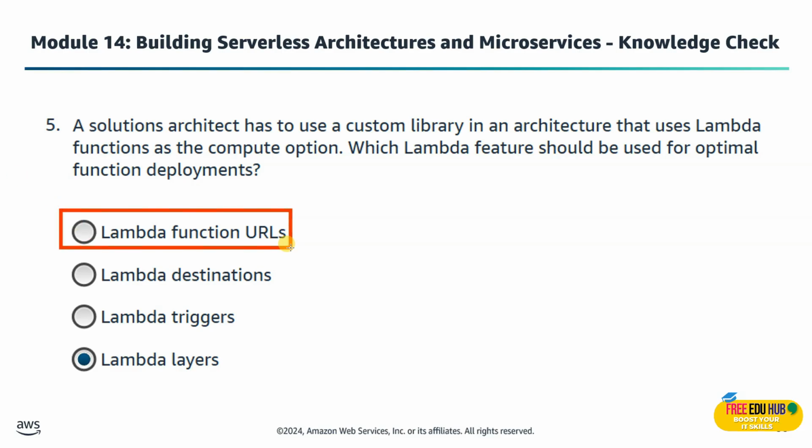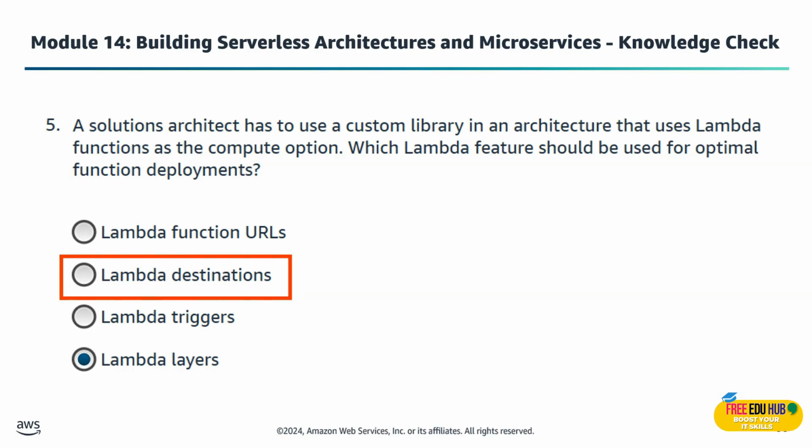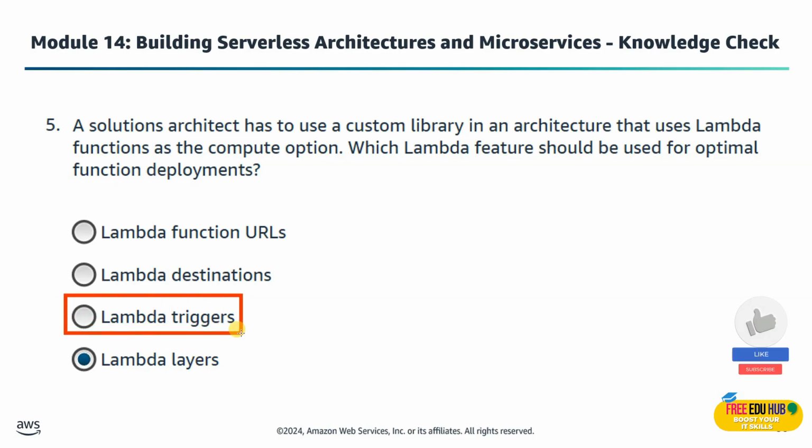So we didn't select Lambda function URLs. Reason is it's used to create an HTTPS endpoint, not for code packaging. We didn't select Lambda destinations because it handles the success or failure routing after execution, not libraries. And we are not going for Lambda triggers because they define what invokes a function, not how it's built.